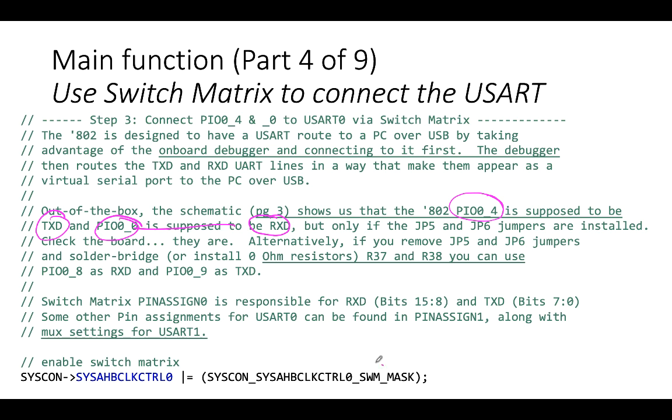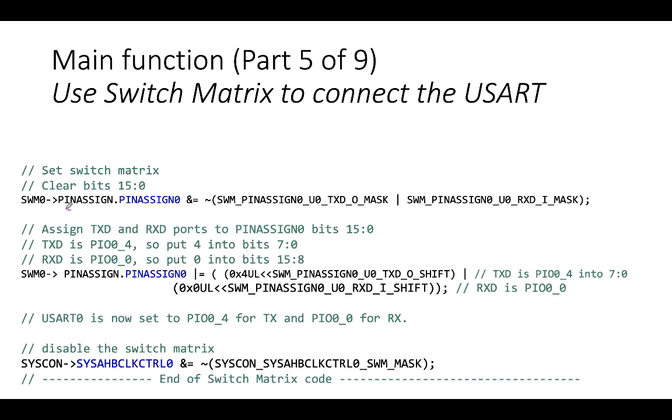All right, so we're going to use the switch matrix. The switch matrix is going to use pin assignment. We're going to use the mask. We're going to zero out the values using the masks for transmit and receive bits inside of the switch matrix pin assign 0. Then we're going to fill those bits with 4 and 0. 0 is going to go into the receive component of pin assign 0, and 4 is going to go in the transmit component. Then we turn off the switch matrix once we've actually made that pin assignment.